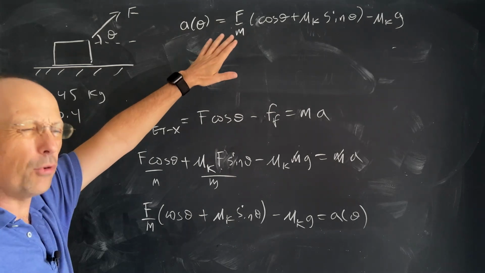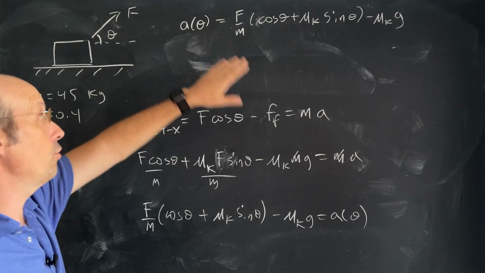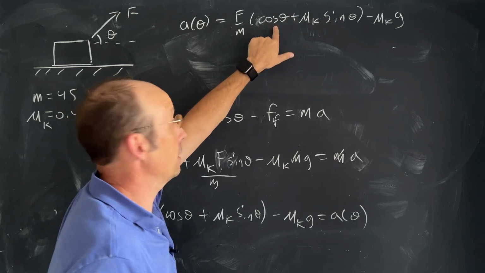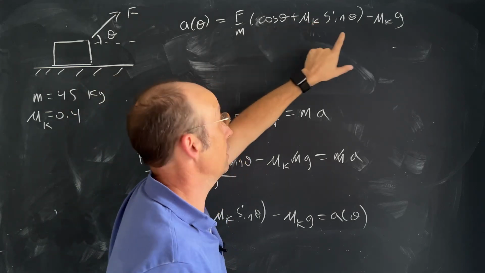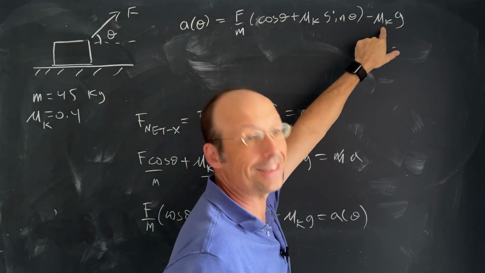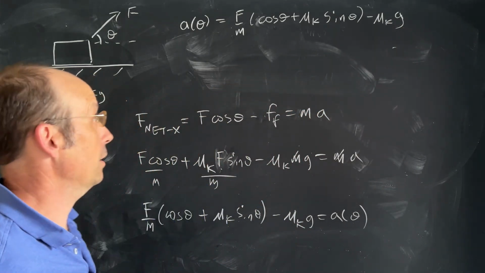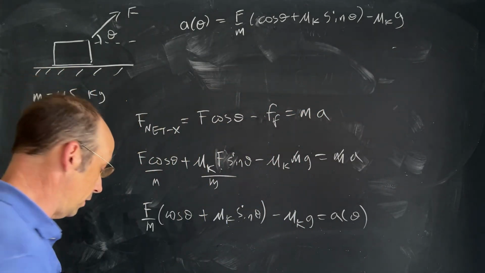Now, let's just double check, right? Because we want to make sure things have the right units. So this F over m has units of acceleration. The other terms do not have units. That's newtons per kilogram, which is meters per second squared, same thing. Okay, so it has the right units, so that's good.